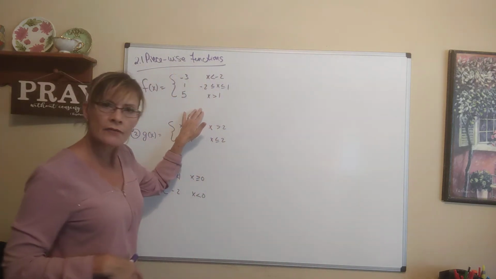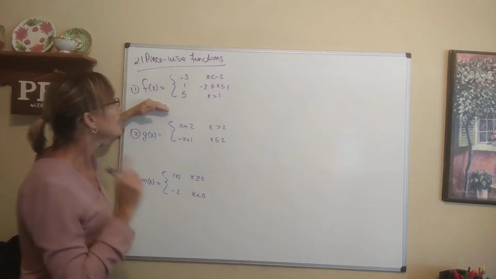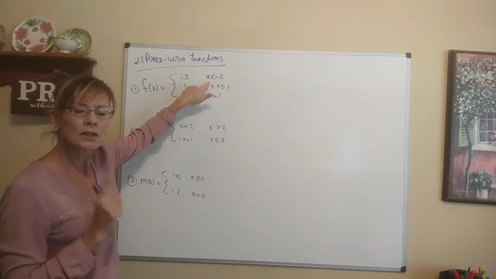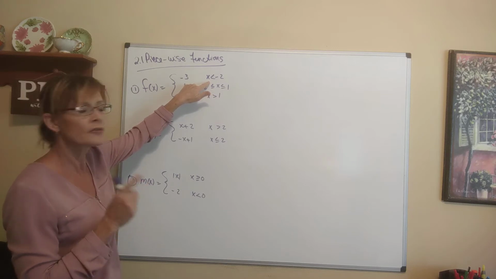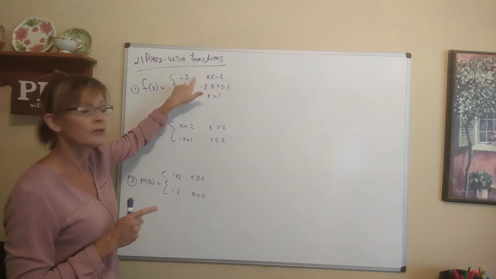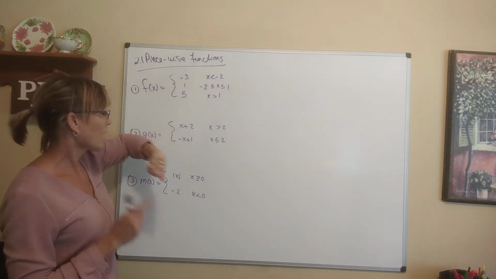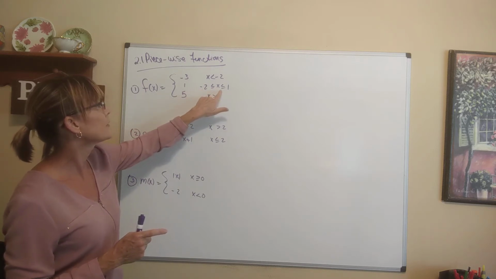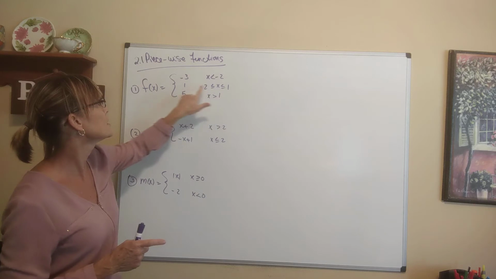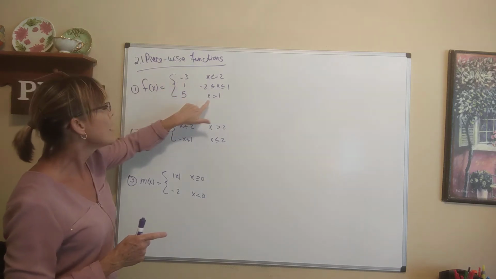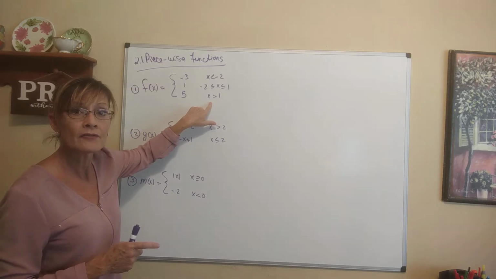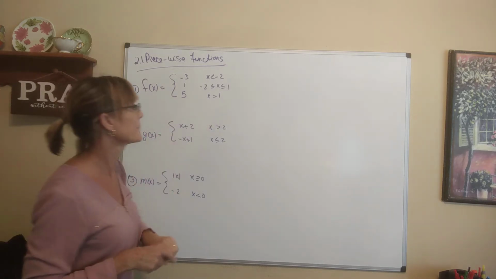This one, f of x, is a function, and what this means is that for values of x that are less than -2, our function is defined to be -3. For values of x that are between -2 and 1, and even equal to -2 and equal to 1, our function is defined to be 1. And for values of x that are greater than 1, to the right of 1, our function is defined to be 5. So this is what that looks like.